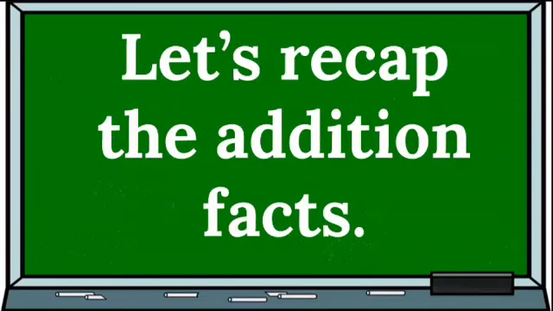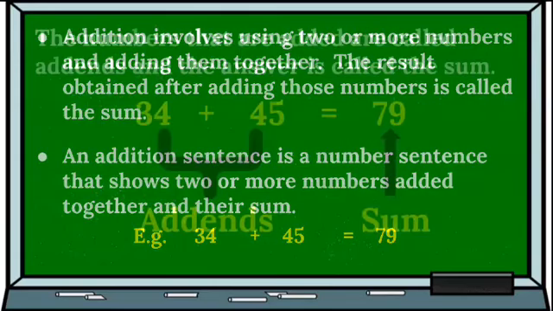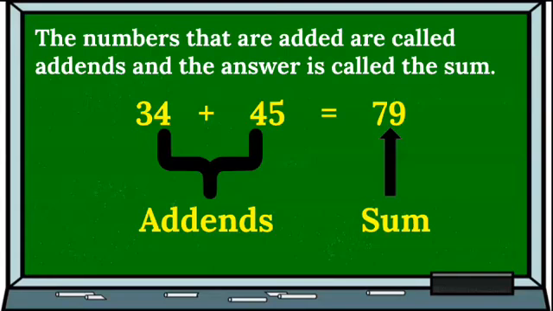Now let's recap the addition facts we got earlier. Addition involves using two or more numbers and adding them together. The result obtained after adding those numbers is called the sum. An addition sentence is a number sentence that shows two or more numbers added together and their sum. The numbers that are added are called addends, and the answer is called the sum.